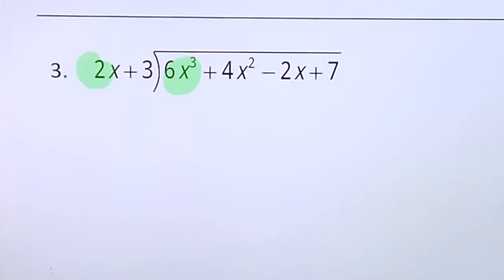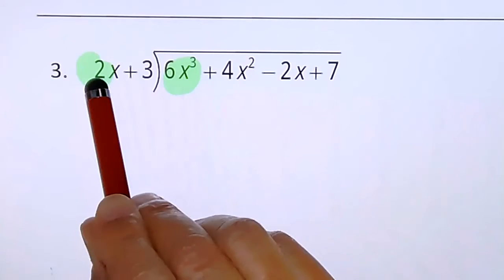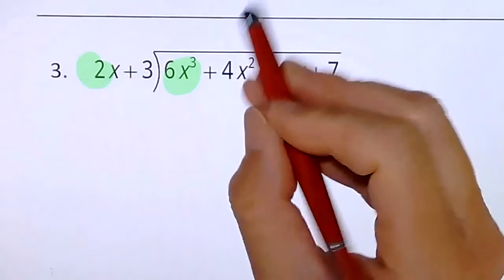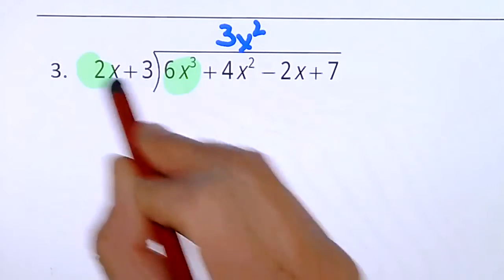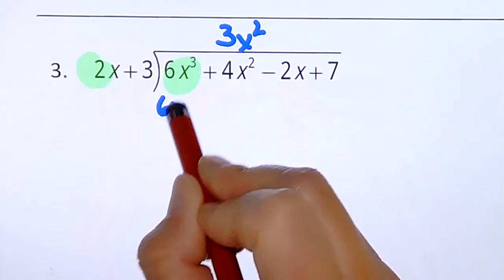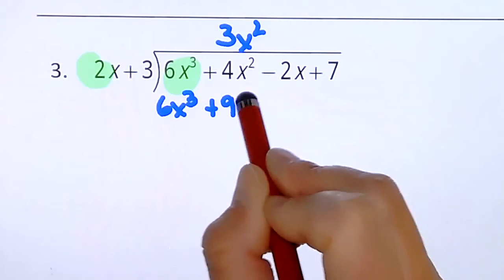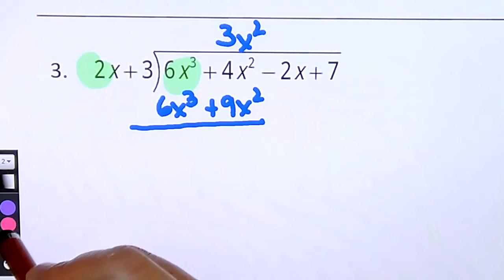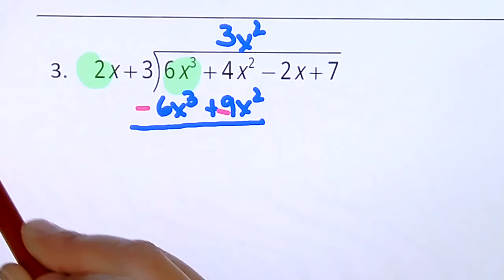Okay, on number 3, we're focusing on the 2x into the 6x cubed. So 2x times what gets us 6x cubed, and that's going to be a 3x squared. So I'm going to write it over the x squared term. So 3x squared times 2x is 6x cubed. 3x squared times 3 is a 9x squared. And then we're going to subtract.